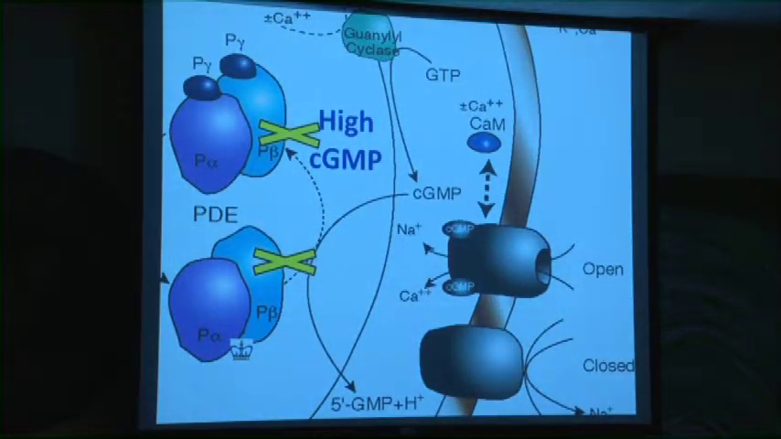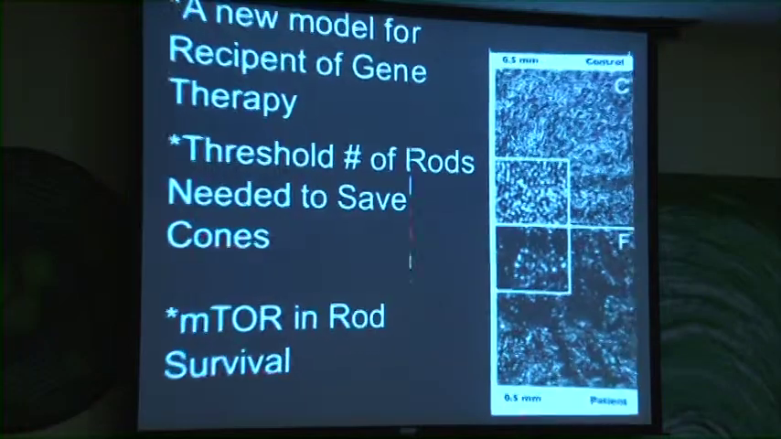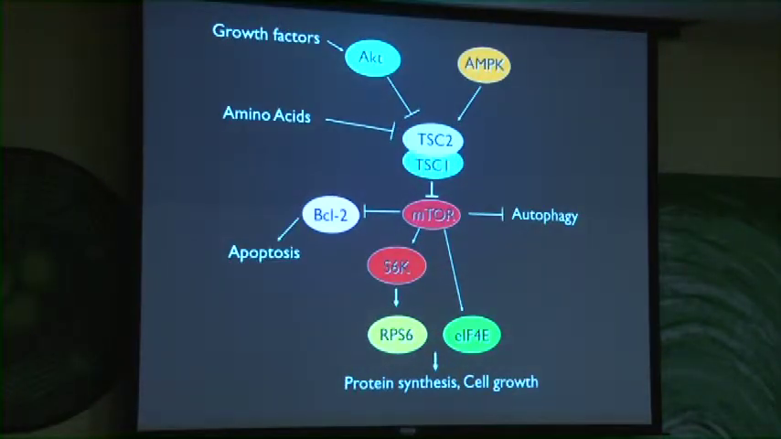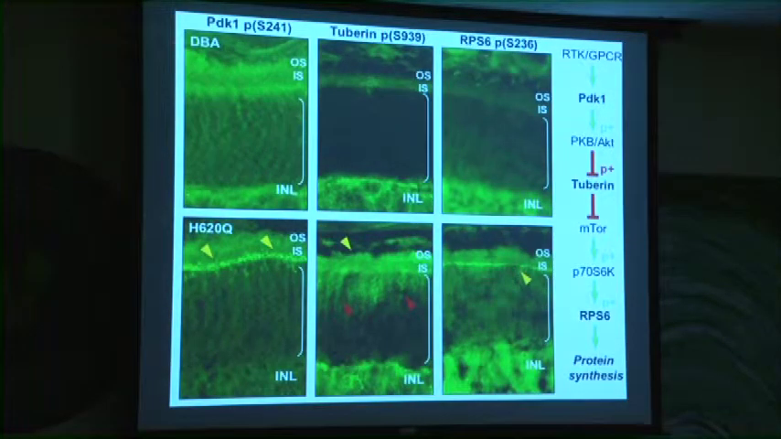So in the presence of high cyclic GMP with the phosphodiesterase not working, we look at mice before the onset of degeneration, and on a screen, I do not have time to tell you how we did the screen, I'll show you components of the mammalian target of rapamycin pathway seem to be activated before the onset of degeneration. So this is a control mouse, and this is a phosphodiesterase mutant mouse.